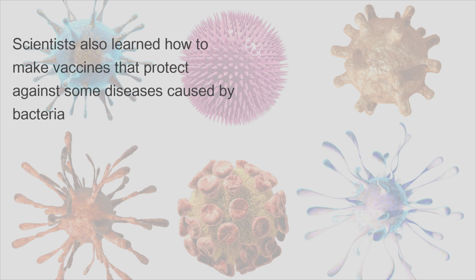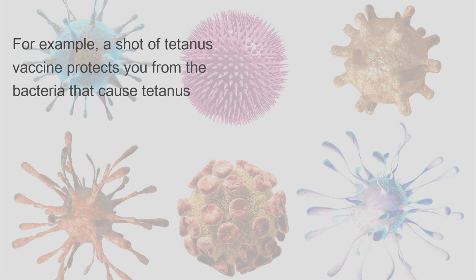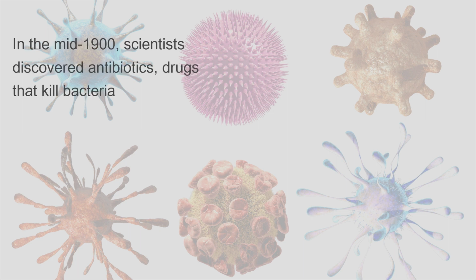Scientists also learned how to make vaccines that protect against some diseases caused by bacteria. They made vaccines from dead or weakened bacteria or from poisons bacteria produce. For example, a shot of tetanus vaccine protects you from the bacteria that cause tetanus. Tetanus bacteria live in the soil. They can get into even small cuts on your body. Tetanus causes muscles to tighten. It can be deadly. In the mid-1900s, scientists discovered antibiotics, drugs that kill bacteria.